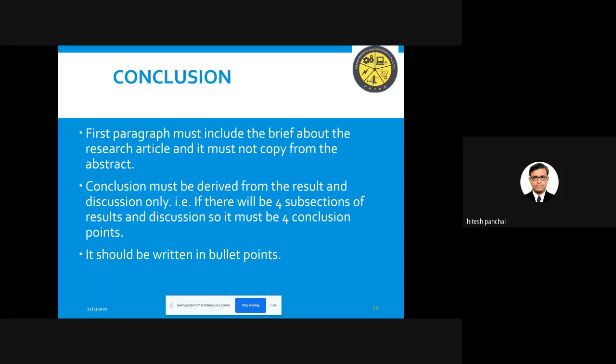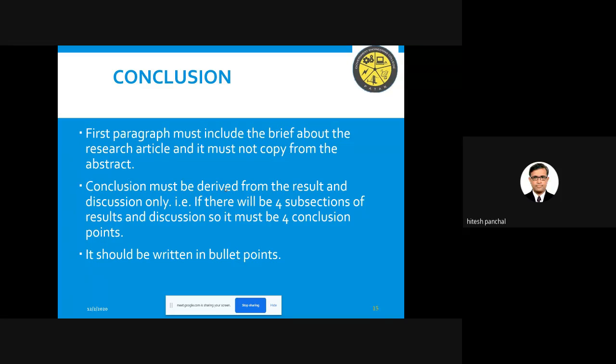Now I have put my own words here: in the conclusion, your first paragraph must include a brief about the research article, and it must not be copied from the abstract. Otherwise, what researchers are doing is, in the abstract you will not get plagiarism, but they put the same words in the conclusion, which is a totally wrong practice. That's why I have put it here. The first paragraph must include the brief about the research article and must not copy from the abstract.